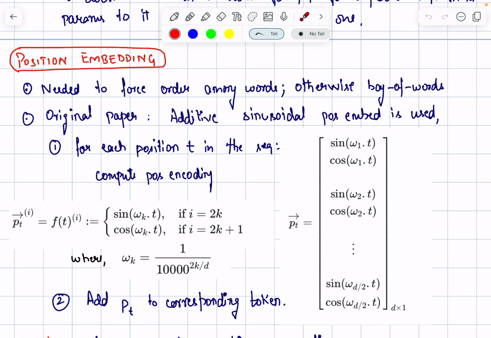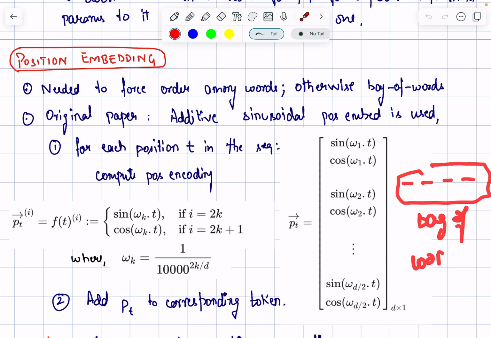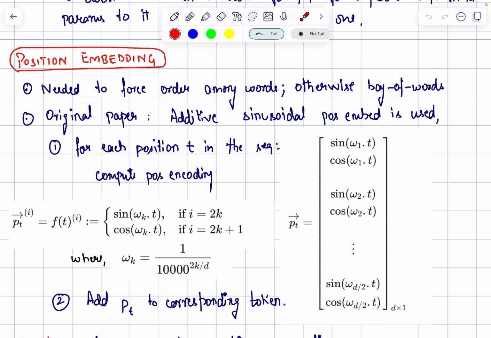In the case of transformers, we have a sequence of words, and if we simply give this sequence of words as input to the transformer, it is treated as something called a bag of words. That means there is no ordering in this. That would imply that if I have a sentence like "need to force order among words", and if I reverse the sentence, saying "words among order force to need", they would both be treated equally.